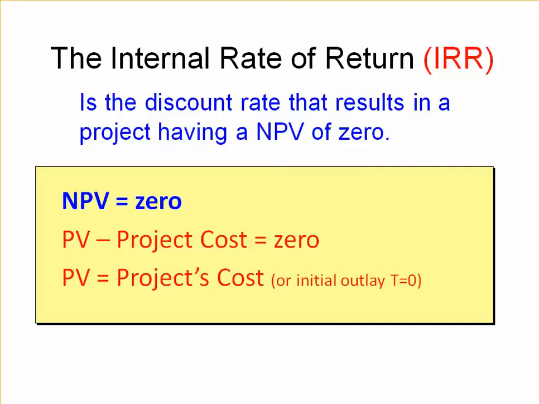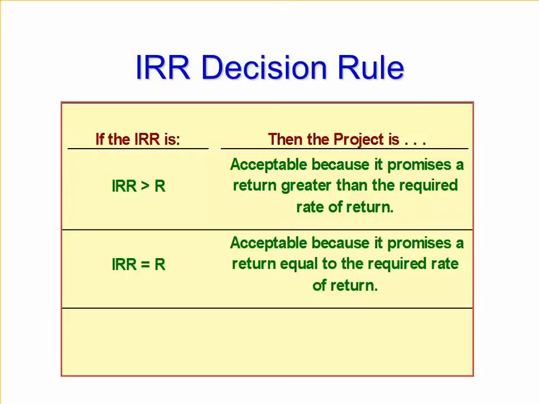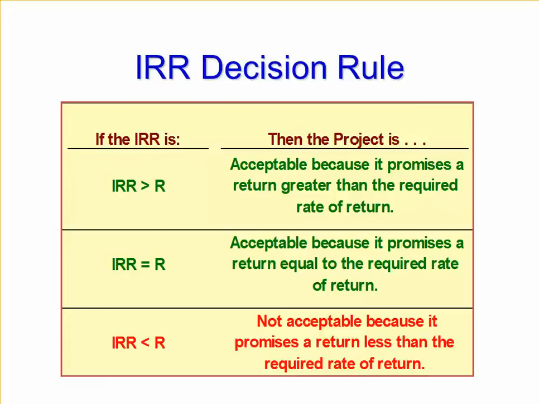In terms of decision rules, our decision rules are as follows. If a project has an internal rate of return greater than our required rate of return, which in this case is indicated by the R, we would accept the project. If the internal rate of return exactly equals our required rate of return, we would accept the project. However, if the internal rate of return for the project is less than our required rate of return, we would reject the project. Let's take a look at several examples.